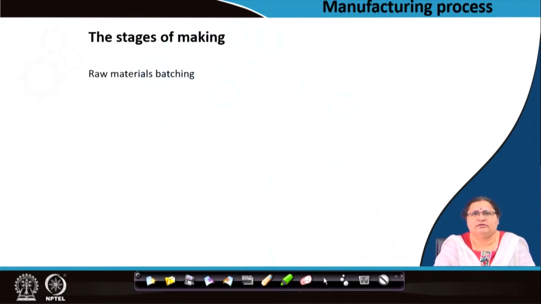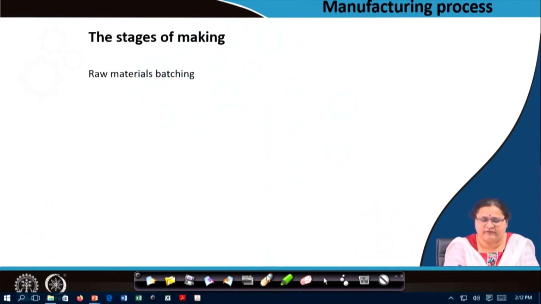Now, coming to the manufacturing process, which is particularly the stages of making it. The first point here is raw material batching. What does the word batching mean? Bringing in proportions of the items which are to be mixed together. So, measured amounts of items are to be brought in batches in required amounts, where they will be further mixed together. This is a very important part because that gives the entire quality of the material.